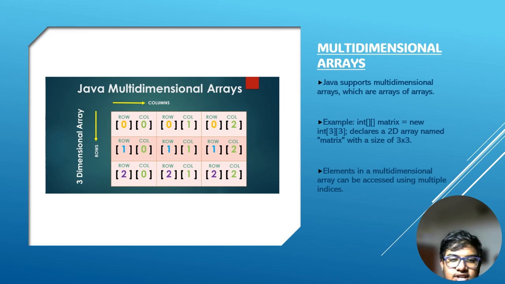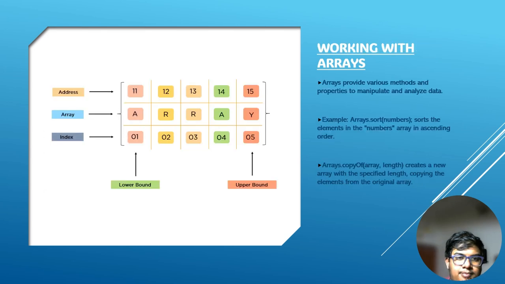Elements in a multi-dimensional array can be accessed using multiple indices. They can also be accessed using looping statements. Let's move on. Working with arrays. Arrays provide various methods and properties to manipulate and analyze data. For example, Arrays.sort(numbers) helps you sort the data. It sorts the elements in ascending order.